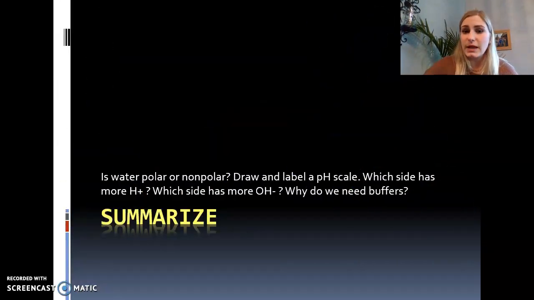And finally, here's your summary. Water is polar or nonpolar. Draw and label a pH scale. Which side has more hydrogen ions? Which side has more hydroxide ions? Why do we need buffers?